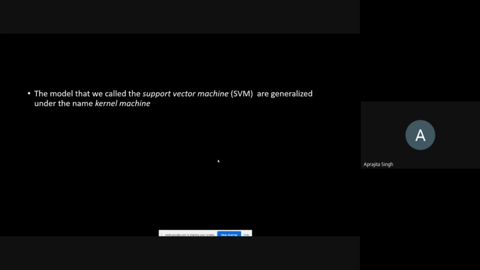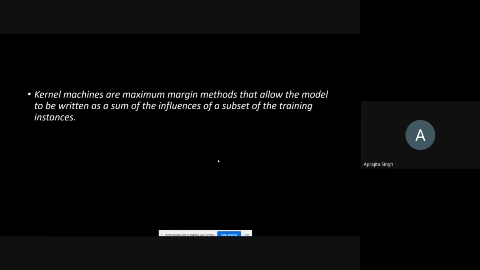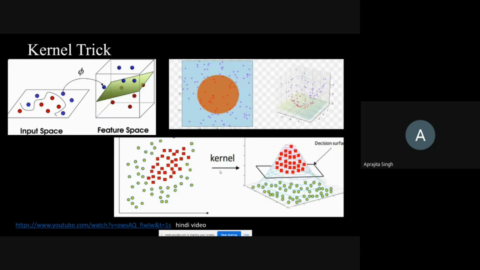The model that we have studied till now, the support vector machine, is generalized under the name kernel machines. What are kernel machines? Kernel machines are maximum margin methods that allow the model to be written as a sum of influences of a subset of the training instances. See, there's a kernel trick. What is a kernel trick? It says that if the data is in a lower dimension, when we convert it into a higher dimension, we are able to linearly separate it. That is what is called a kernel trick.